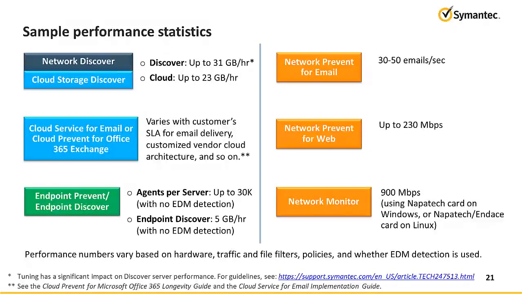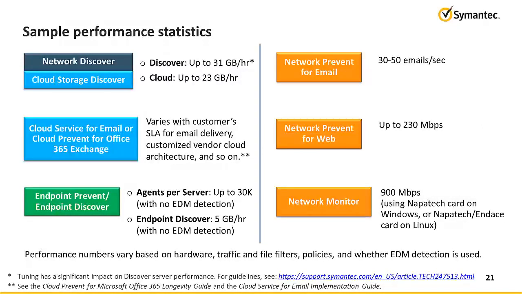For Network Discover and Cloud Storage Discover servers, each detection server can scan up to 31 gigabytes per hour, and for Cloud Storage Discover, up to 23 gigabytes per hour. For Cloud Service for Email and Cloud Prevent for Microsoft Office 365 Exchange servers, performance will vary with the customer's service level agreement for email delivery, customized vendor cloud architecture, and so on. For more information, please see the product documentation.